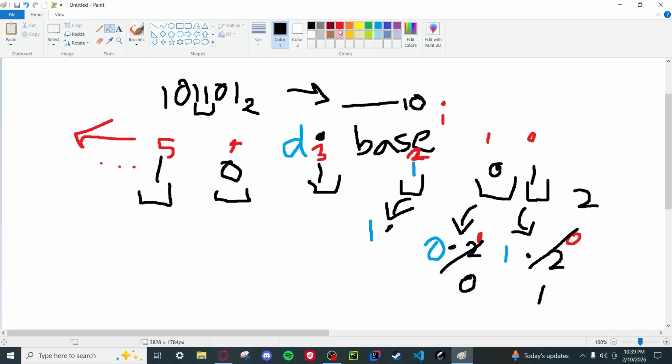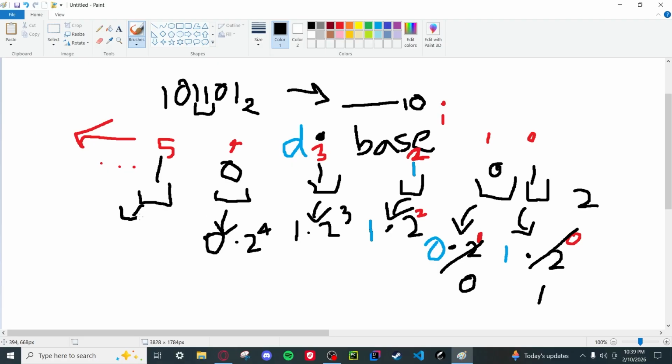1 times the base of 2, raised to the second power. So are you kind of seeing the pattern that's happening here? This is going to be 1 times 2 to the third power. This is going to be 0 times 2 to the fourth power.